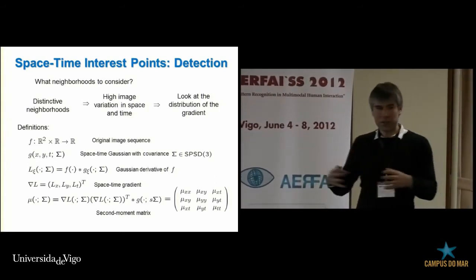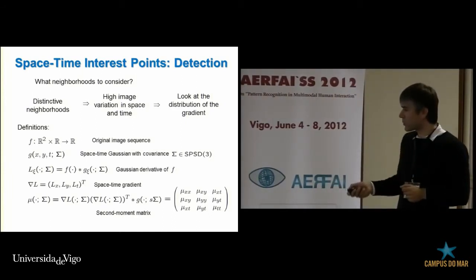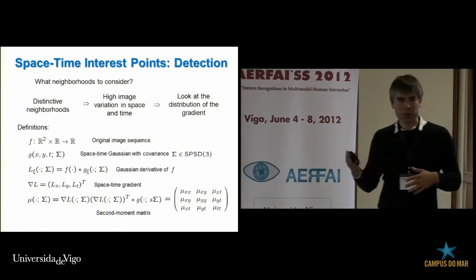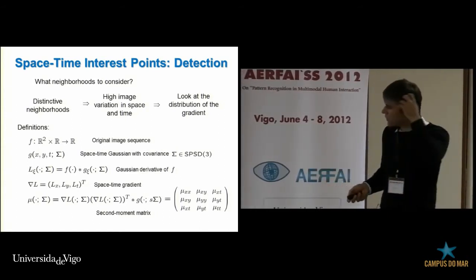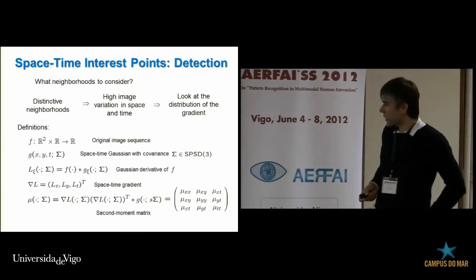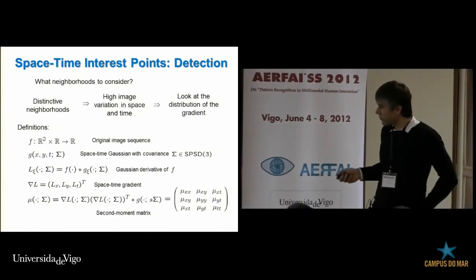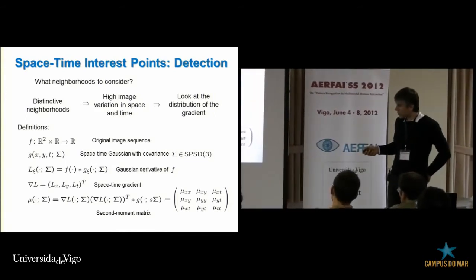Now if you extend it to a video, so if you have a spatiotemporal neighborhood, the matrix becomes 3 by 3, because the gradient vectors are 3D, so this is a covariance matrix measuring 3D. Okay, so what the standard 2D Harris point detector does is it tries to find points which have both eigenvalues of this matrix large.